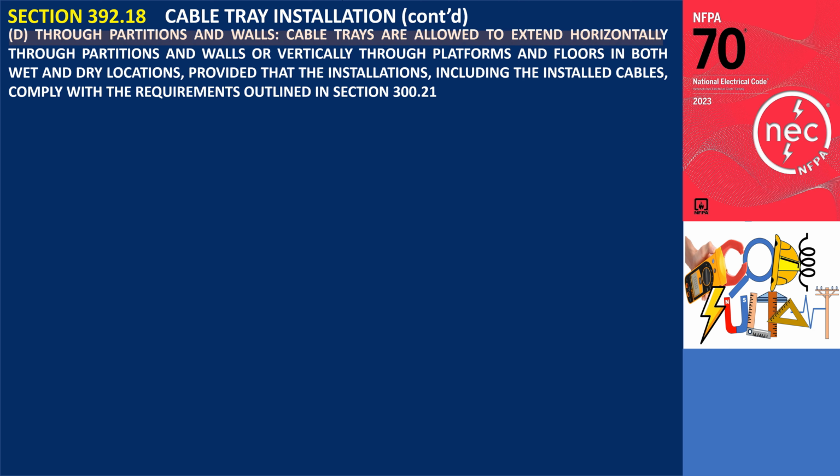Cable trays are allowed to extend horizontally through partitions and walls or vertically through platforms and floors in both wet and dry locations, provided that the installations, including the installed cables, comply with the requirements outlined in Section 300.21.